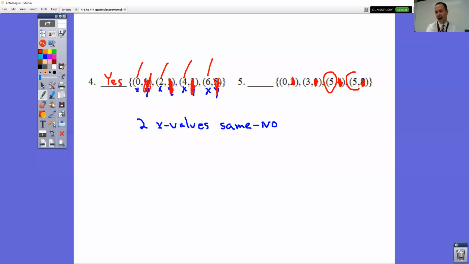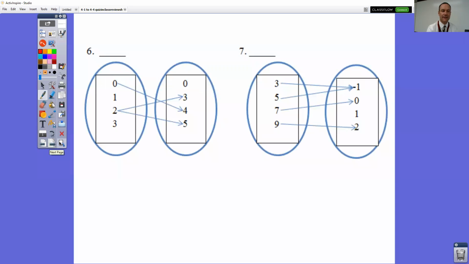In question number 5, notice that I have a 5 and a 5. Since I have two X values the same, our answer is no. So if you have two X values the same, it's a no. Take a look at 6 and 7. In 6 and 7, your first oval is your X, your second oval is your Y.